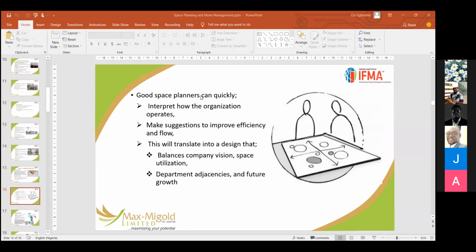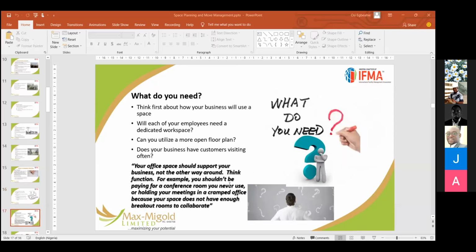Also, a good space planner can quickly interpret how your organization operates. It's very important to know that. They make suggestions for improving efficiency and flow. This will translate into a design that balances the company's vision and space utilization, also department adjacency and future growth. The architect takes that into consideration.